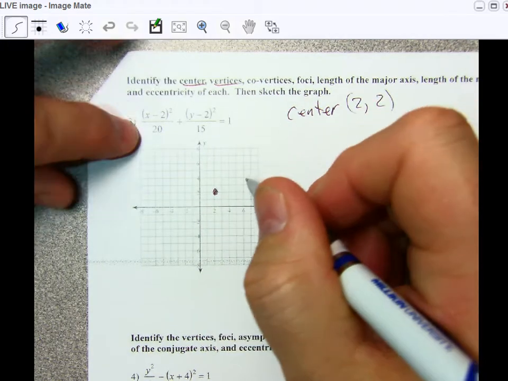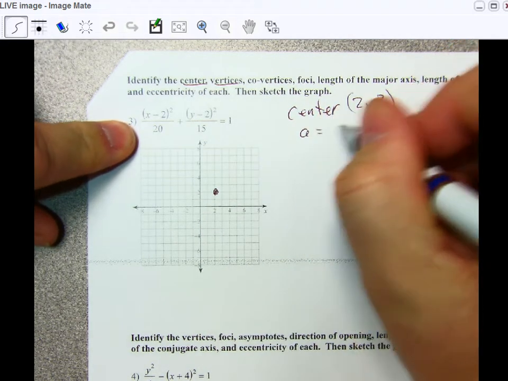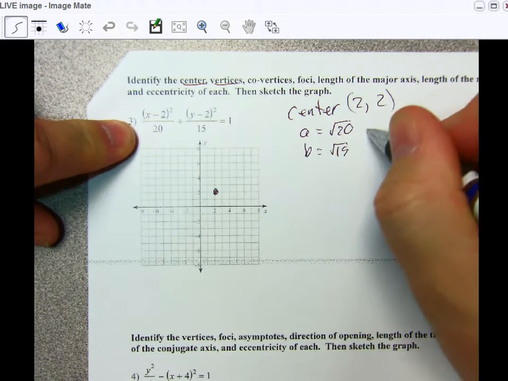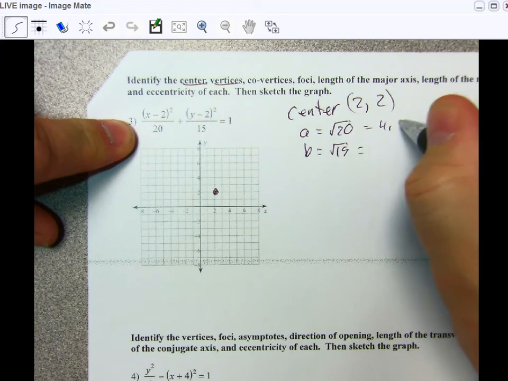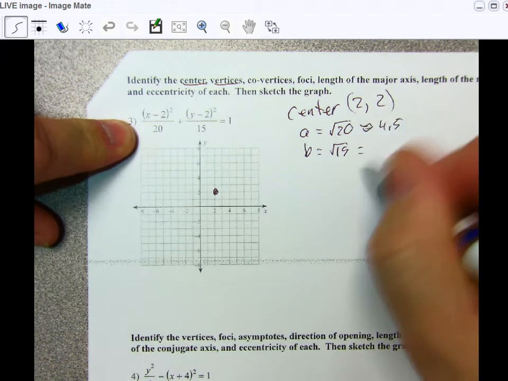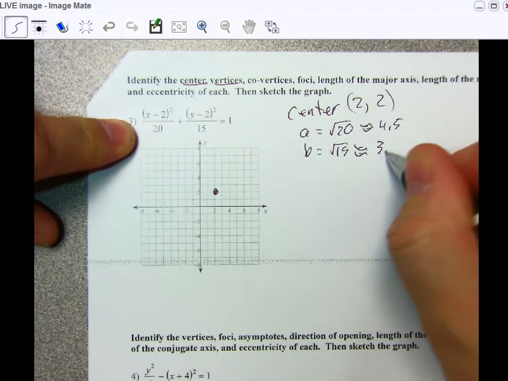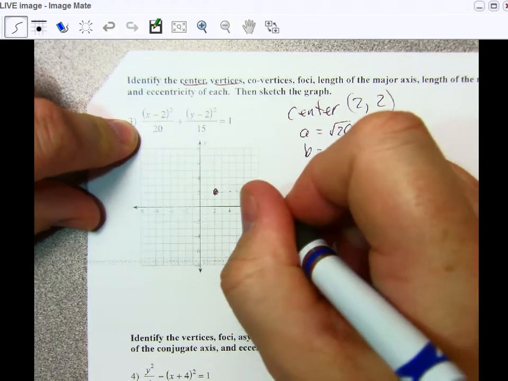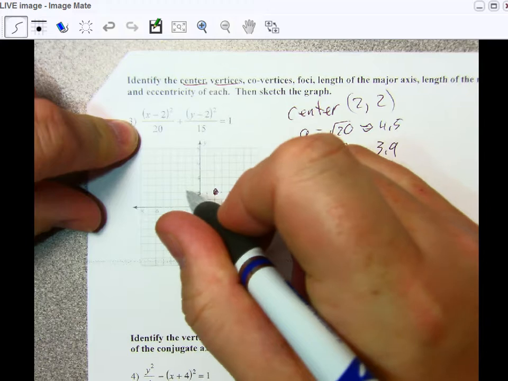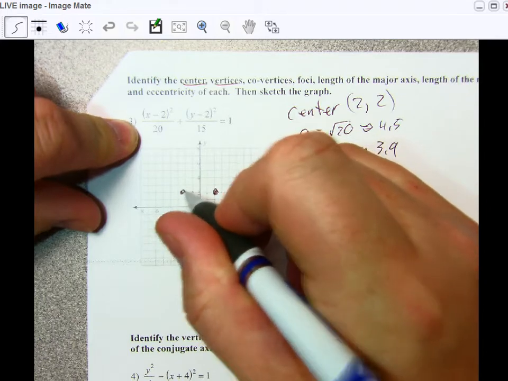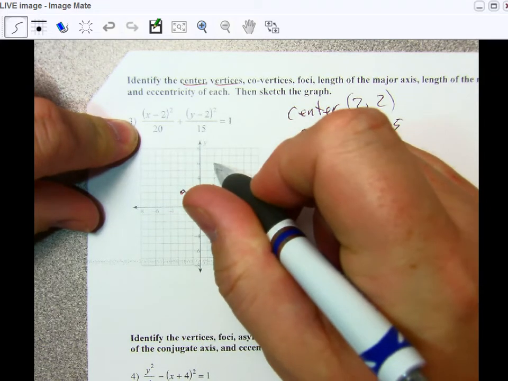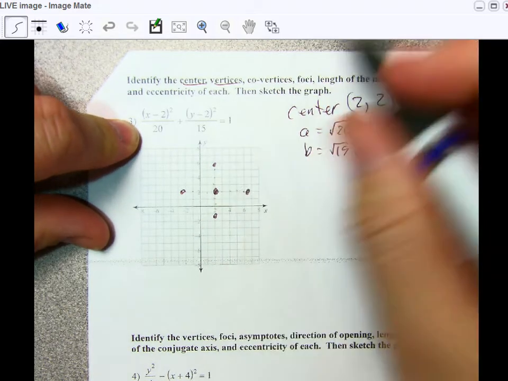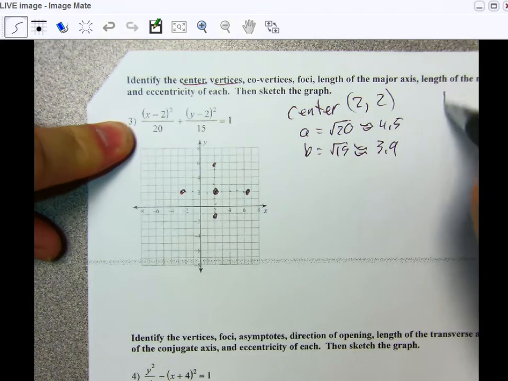So there we go. I'm going to go A equals root 20. B equals root 15. So this equals about 4.5. This equals about 3.9. So 1, 2, 3, 4, and a little bit. 1, 2, 3, and some. And so this is an ellipse.